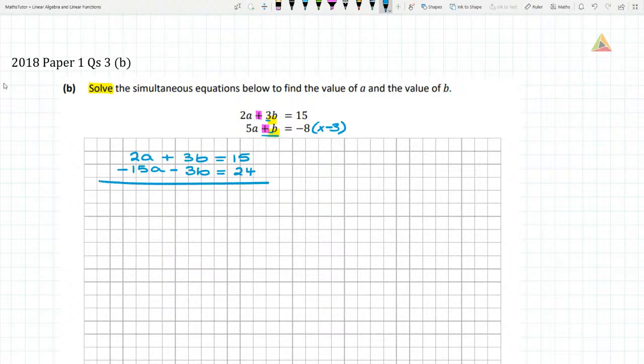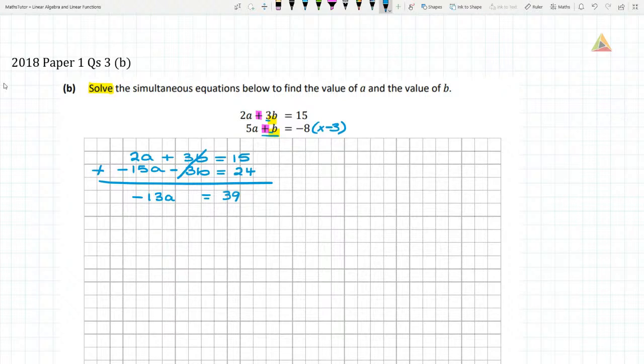So now I'm going to say, let's add these two lines together. So on the left-hand side, my a terms go together. So I say 2a plus minus 15a, and like we said earlier, we can put that into the calculator without the a's, and I can say 2 minus 15 is minus 13, and then just put the a back in. Plus 3b plus minus 3b, they cross out. And on the other side of the equals, we say 15 plus 24, and that gives me 39. And now I've taken my two equations which have a's and b's in them, and I've turned them into one equation which only has one letter in it.